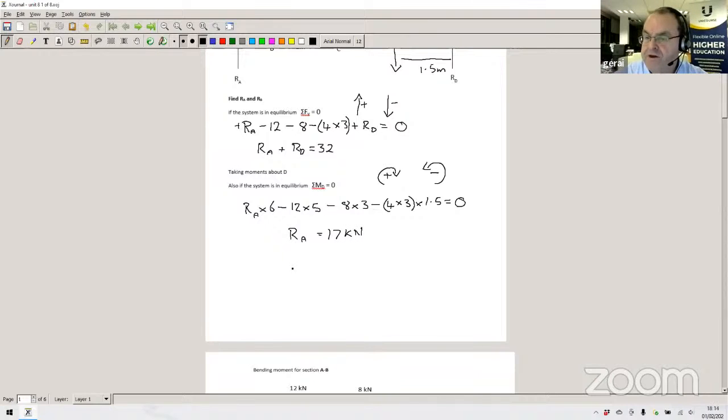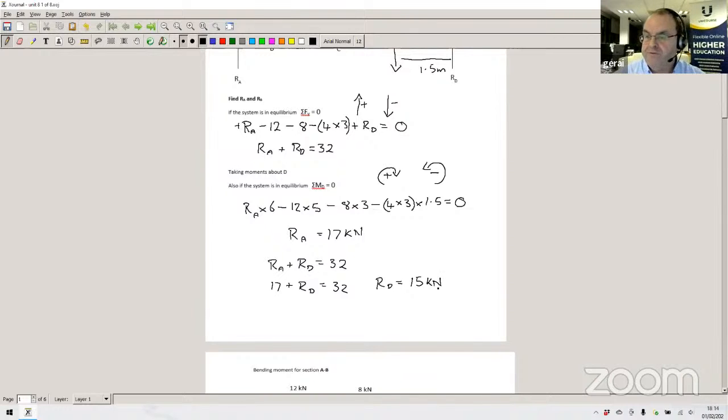Now we've got RA, we can go back to what we developed previously. We know RA plus RD is equal to 32. We now know RA, so we have 17 plus RD is equal to 32. So RD, and therefore we can calculate, will be 15 kilonewtons.